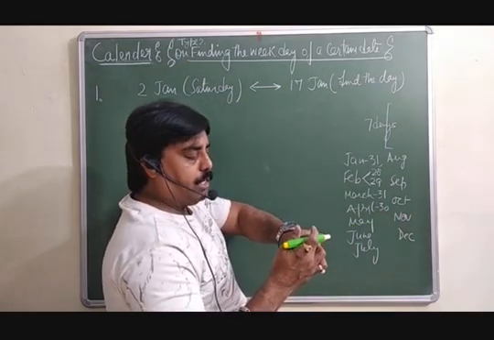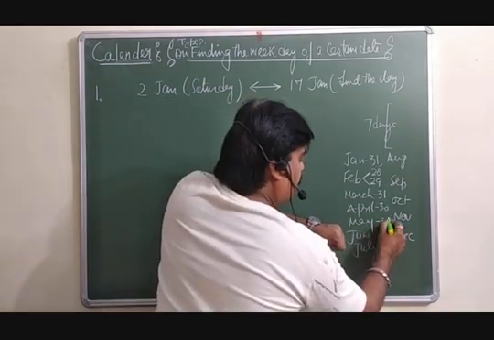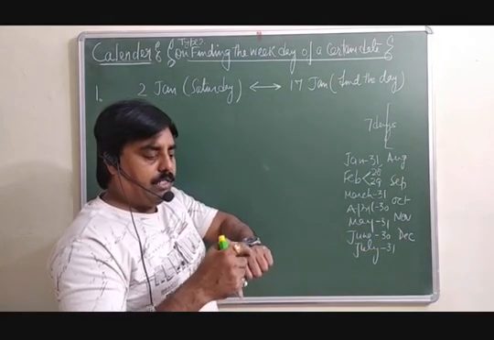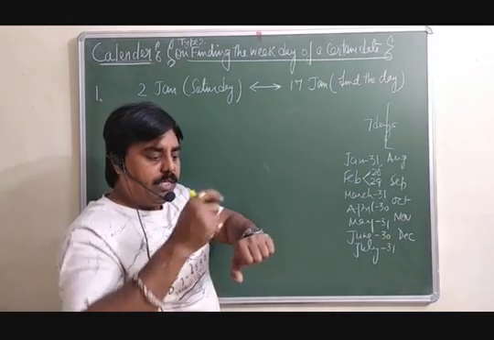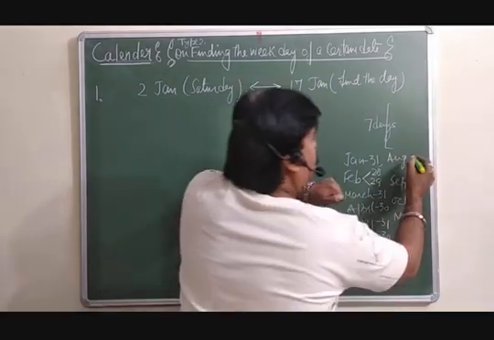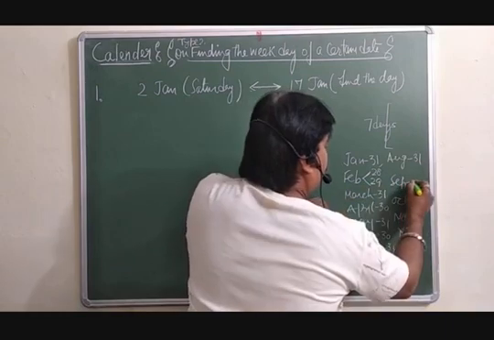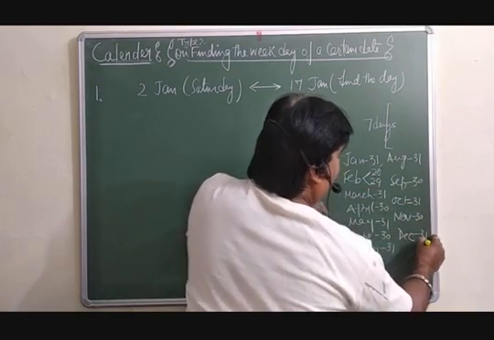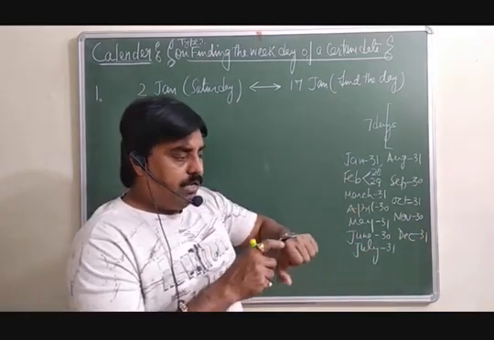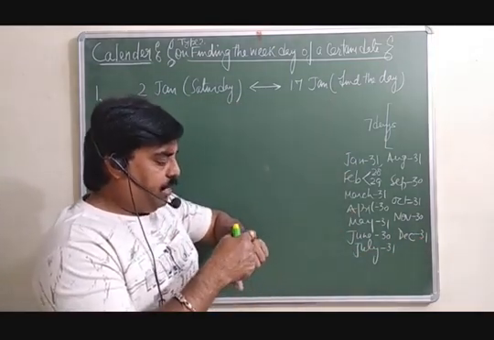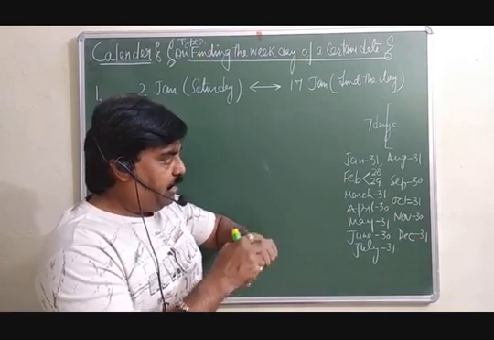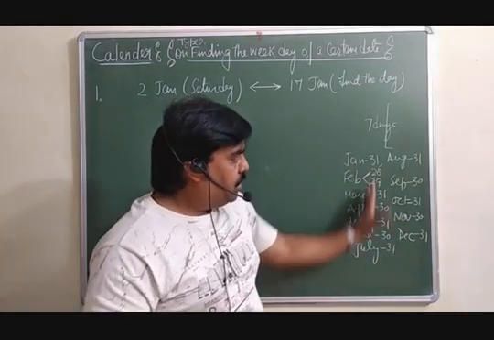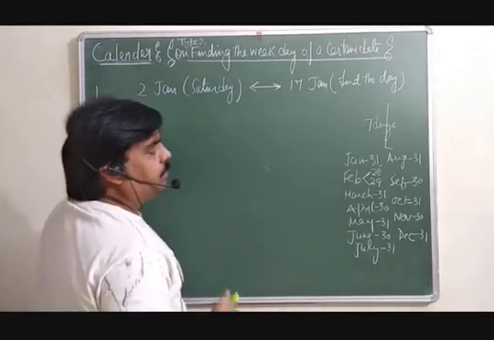January, February, March, April. Then May 31. June 30, July 31. Then we will come here again. August is also 31. Then September is 30, then 31, then 30, and this one is 31 only. See, January, February, March, April, May, June, July, August, September, October, November, and December. So likewise you can remember the number of days in a month.